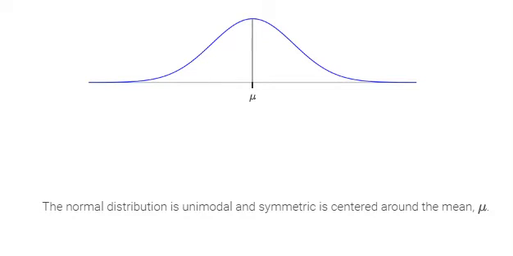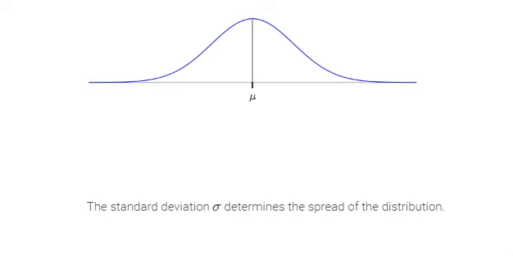Okay, let's start exploring the empirical rule. So here is the graph. As you can see, this is the graph of the normal distribution. A normal distribution is unimodal and symmetric, with data values centered at the mean. So the mean is in the middle of the distribution.